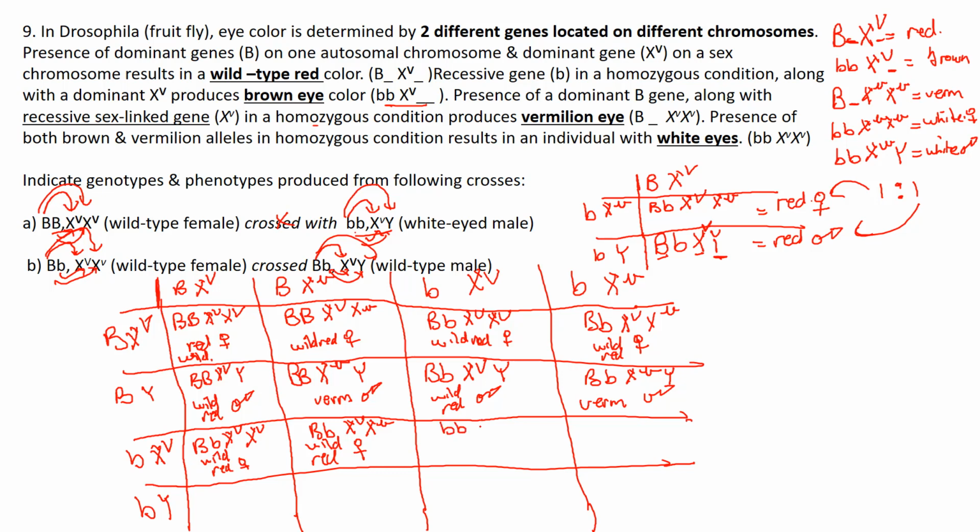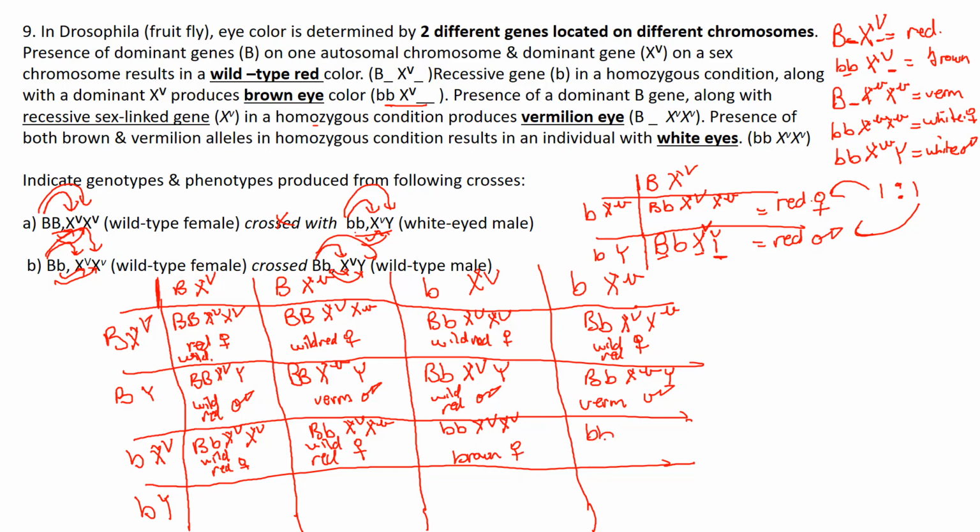Little b, X with a capital V, X with a capital V. Okay, so go in there. If I have two little b's, right? Two little b's with a capital V, doesn't matter what the other allele is, as long as there's a capital V, that's going to be a brown, and because this one has another X, female.